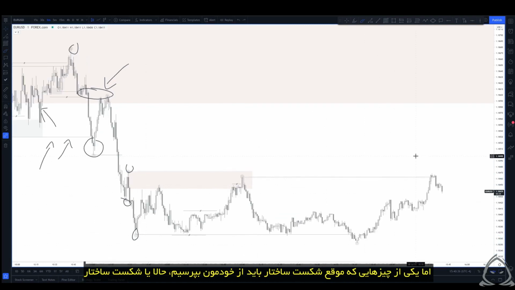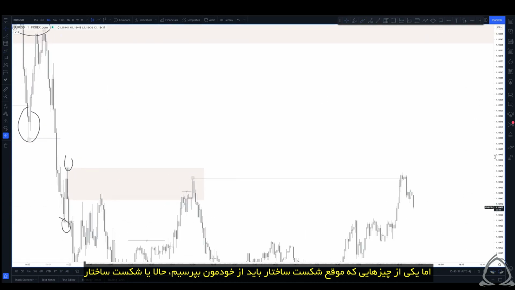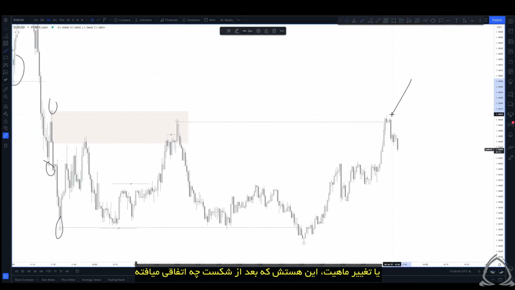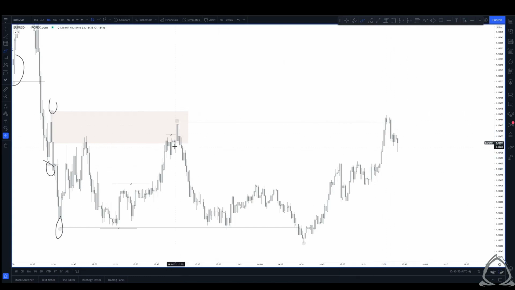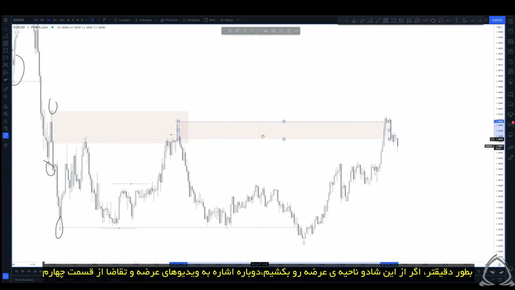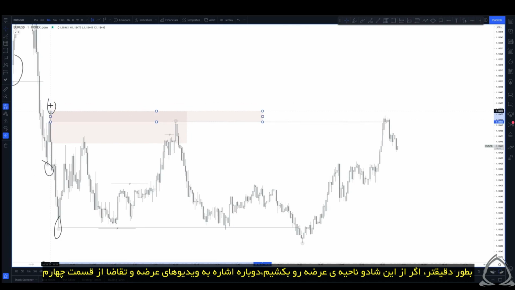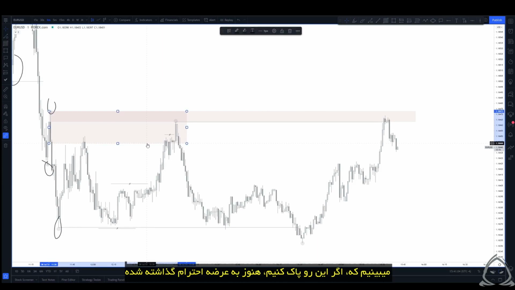But one of the things we need to ask ourselves when we are breaking market structure, whether it's a break of structure or a change of character, is what happens after we break that structure. We can see that we broke this previous lower high and we basically rolled right over. We can see that this is a supply zone, but more specifically, if we were to draw a supply zone from this wick, again referring to the supply and demand zone video from episode 4, and we clean that off, we have still a respect of supply.